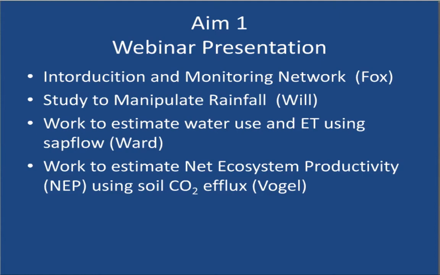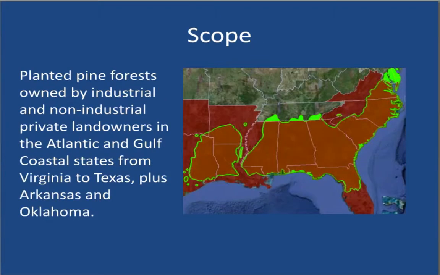What I'm going to do is talk a little bit about what we're doing, and then Rod Will is going to talk about the Tier 3 installation, which is our rainfall manipulation study. Then Eric Ward will talk about the water use and sap flow work that we're doing to estimate evapotranspiration rates. And then Jason Vogel will talk about the work we're doing on soil respiration in order to estimate net ecosystem productivity. Those are just a few of the topics that AIM-1 is working on.